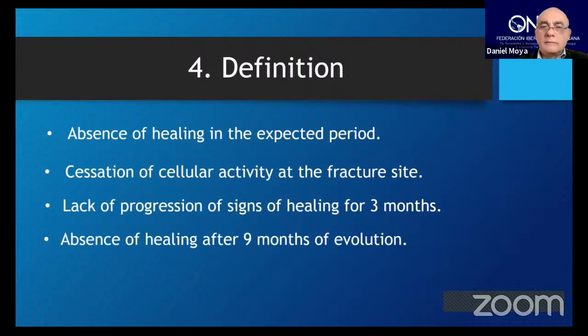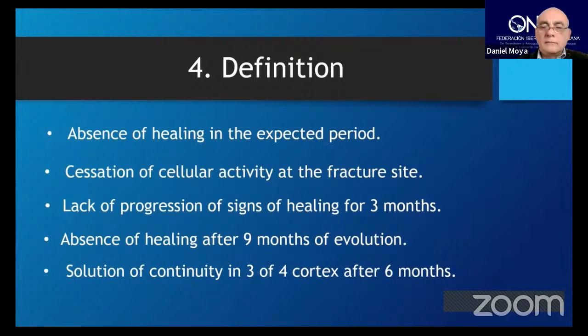The FDA considers the absence of healing after 9 months, but waiting so long to make a decision can reduce the chance of treatment success. Finally, the United States Health Agency considers the absence of healing of 3 out of 4 corticals in 6 months, but it is controversial because it was extrapolated from information obtained from an experimental study in rabbits. In a publication last year, the Danish Trauma Association proposed as a definition that fracture in which a new intervention will be necessary to achieve healing.